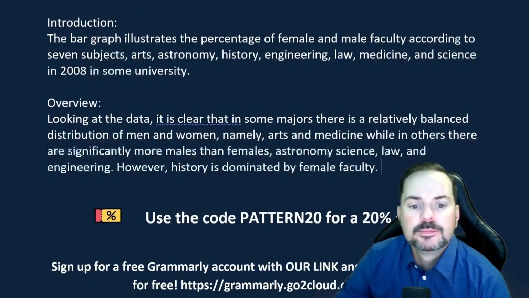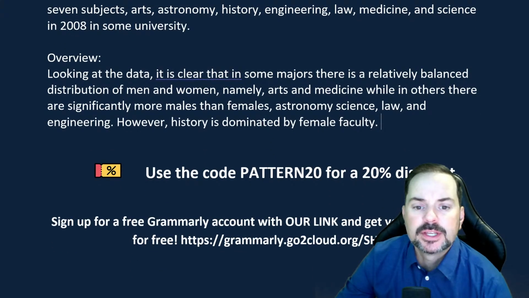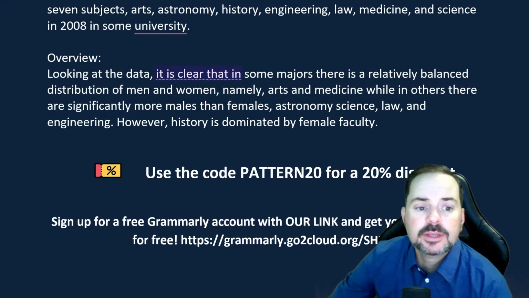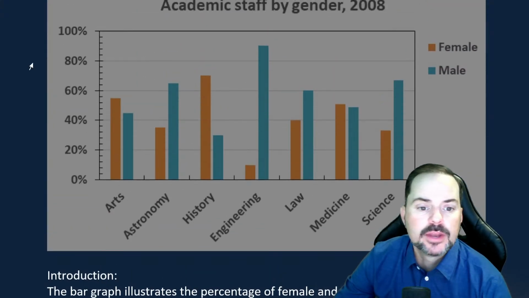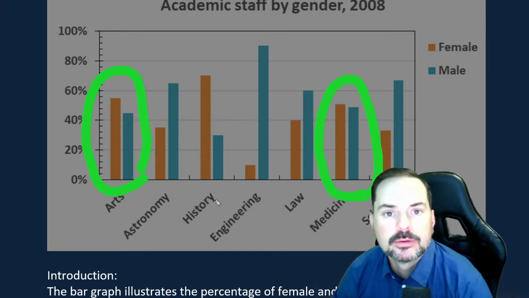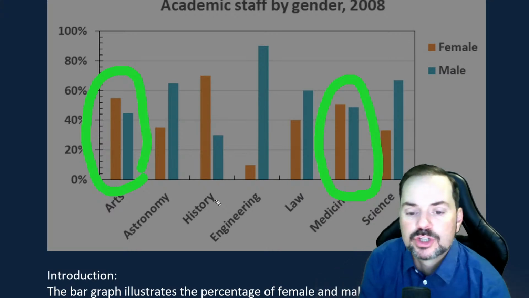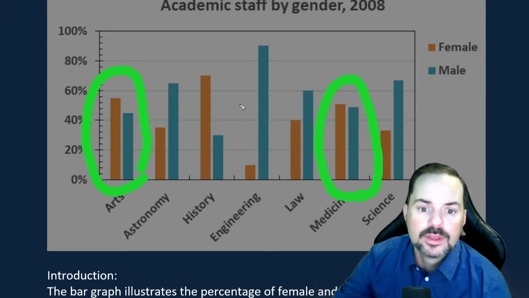All right, so this is what I noticed for my overview. Looking at the data, it is clear that in some majors there is a relatively balanced distribution of men and women, namely arts and medicine. If we look at medicine and arts, it's kind of similar numbers, especially medicine. You can see here that arts and medicine have a very similar, balanced proportion of male and female faculty. And then you notice that with the other ones, it's much less balanced, right?